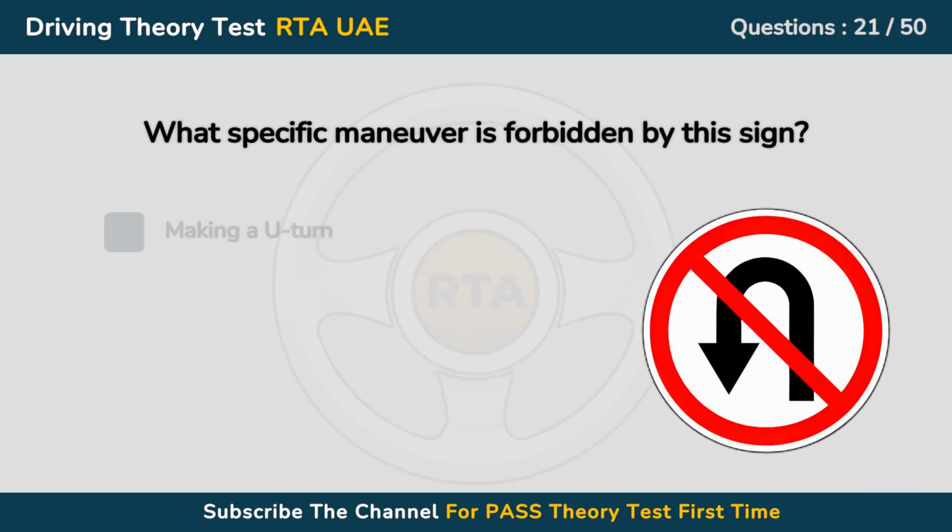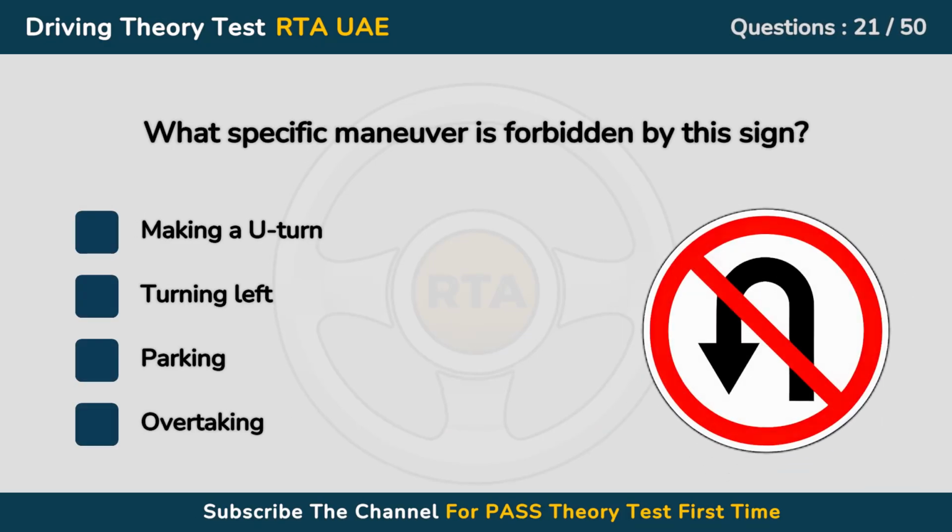Question 21. What specific maneuver is forbidden by this sign? A. Making a U-turn. B. Turning left. C. Parking. D. Overtaking.